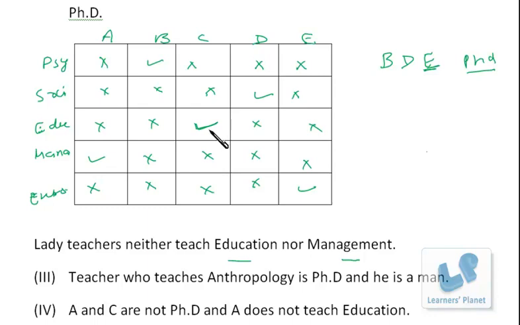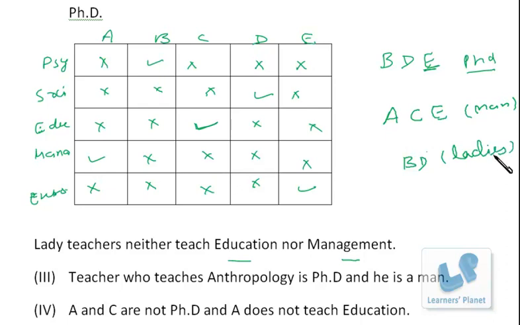Education is taught by C and management is taught by A. So A and C both are males because lady teachers neither teach education nor management. Apart from that, the teacher who teaches anthropology is PhD and he is a man. That means E is teaching anthropology and E is PhD and he is a man. So A, C, E, three are men, and the remaining two, B and D, are ladies.